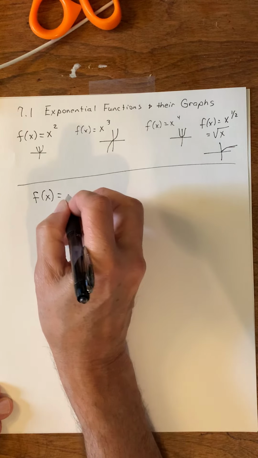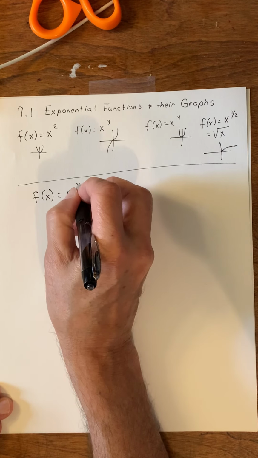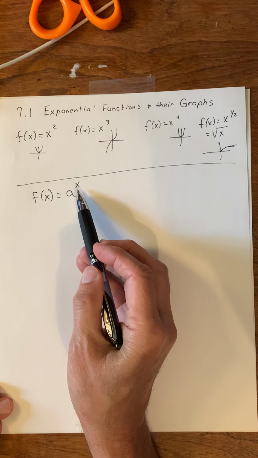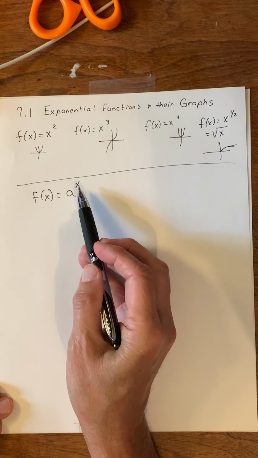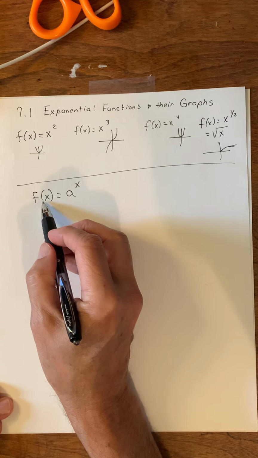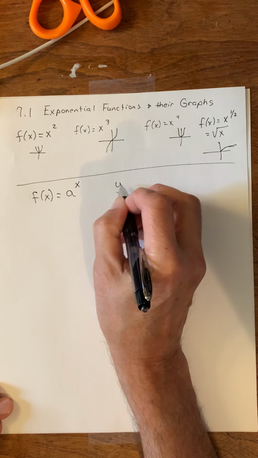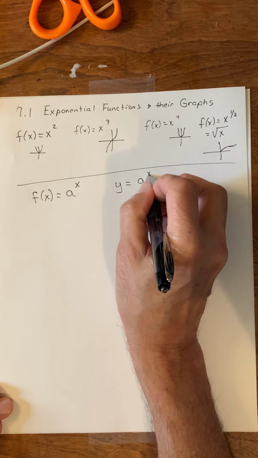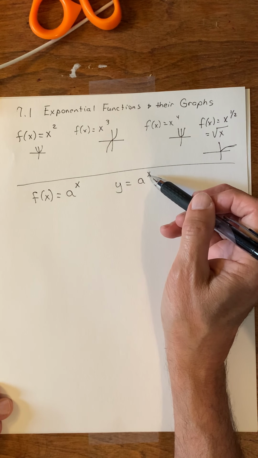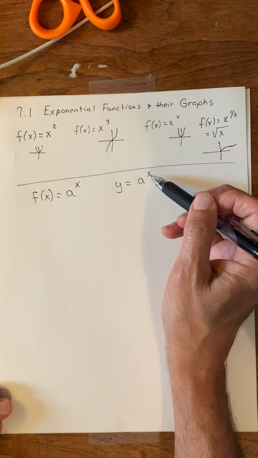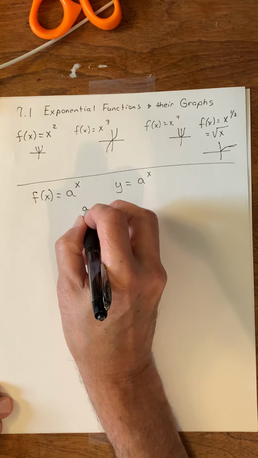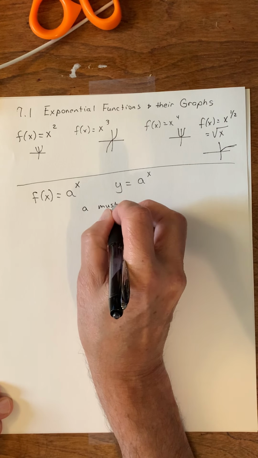f of x equals some number a to the x power. Notice that what changes is the exponent itself. This is my x value. So when I substitute y for f of x, I'm going to be looking for something to the xth power, and I will be picking x's to find out what that is. One thing we have to keep in mind is that a must be positive.